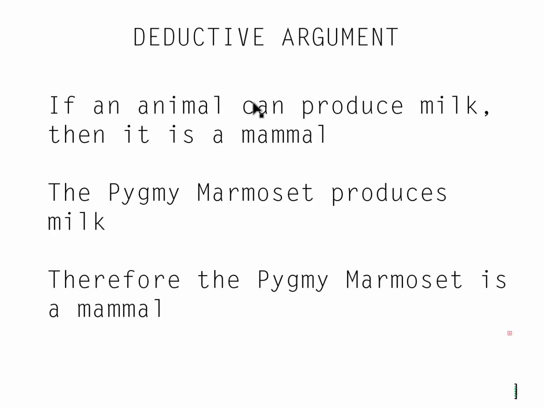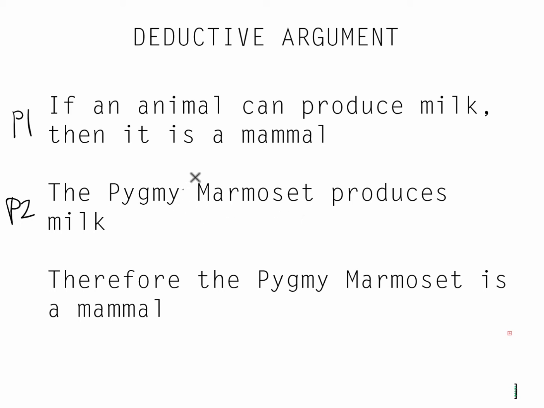Okay, we'll start off with an example of a deductive argument. And remember, a deductive argument is one where the truth of the conclusion is guaranteed as long as the premises are true. So if we take a look at this, here's premise 1, we'll label that P1: If an animal can produce milk, then it's a mammal. So take this to be true. Then here's premise 2, take this to be true as well: The pygmy marmoset produces milk.